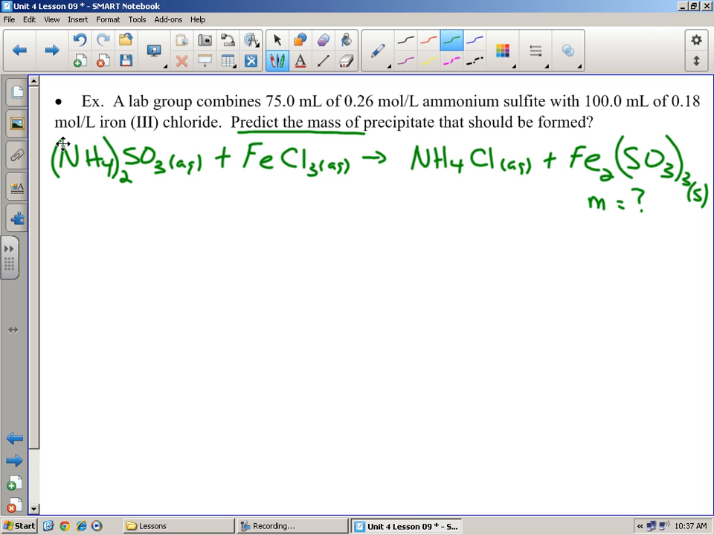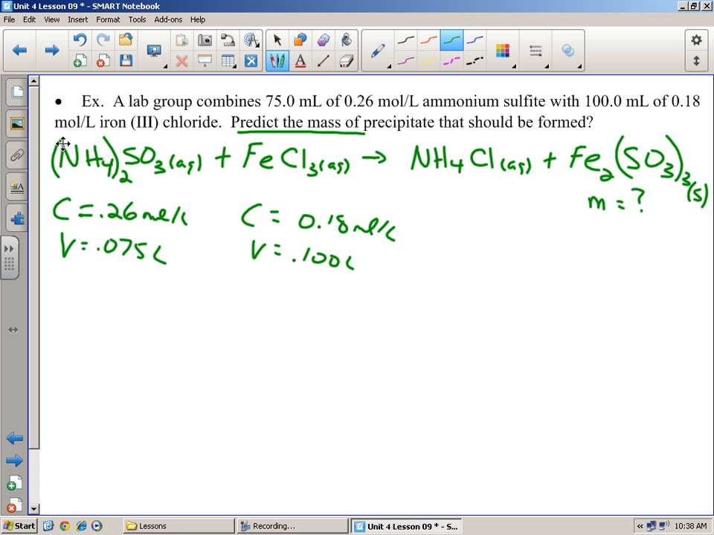Yes? So, a lab group combined 75 milliliters of 0.26 molar. Don't forget that should be in liters. Okay? With 100 milliliters of 0.18 moles per liter. Okay?